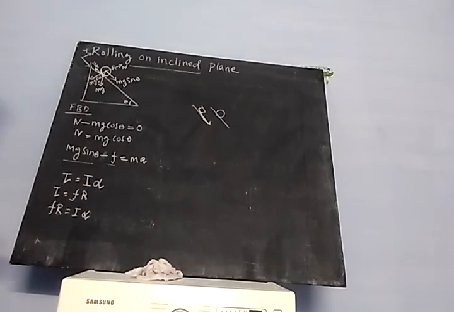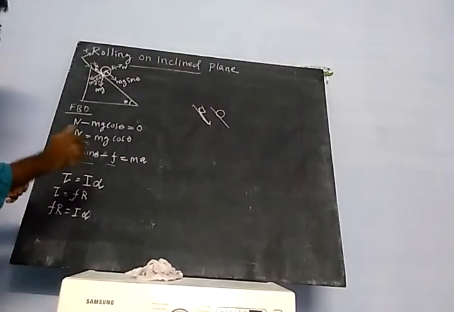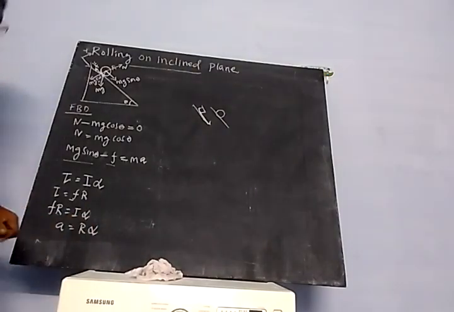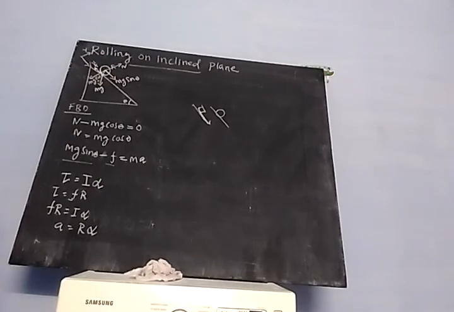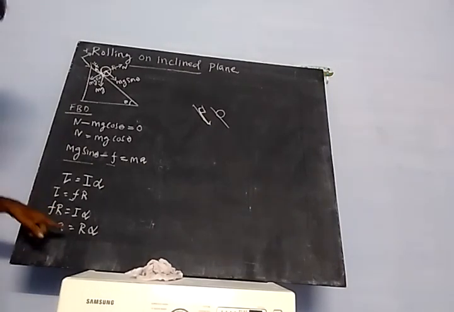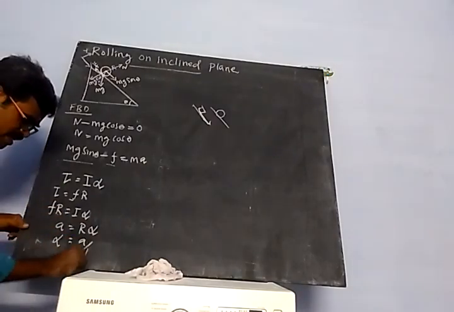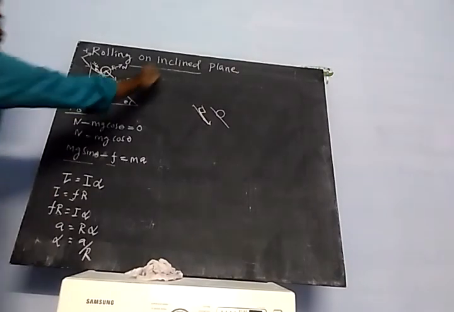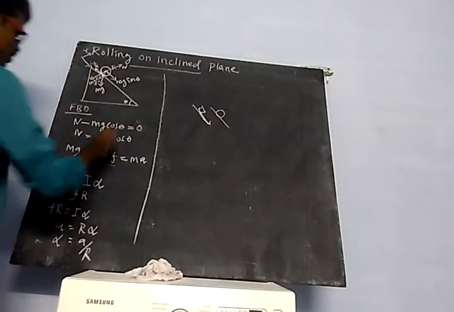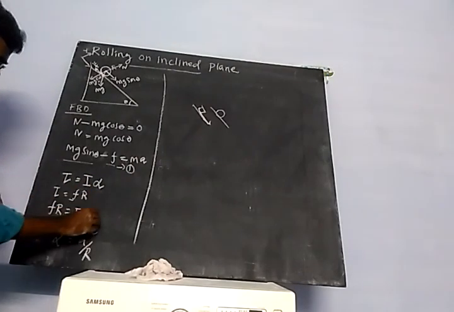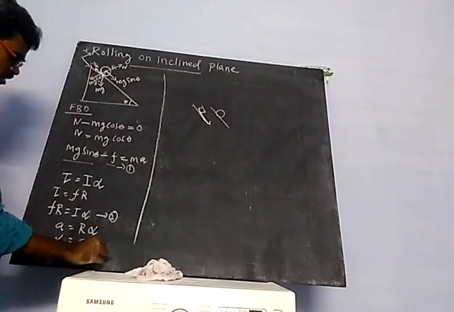Then alpha is the angular acceleration. The relation between angular acceleration and linear acceleration is a is equal to R alpha. Then from this equation, alpha is equal to a by R. You can put a name: this is the first equation, this one the second equation, and this one the third equation.